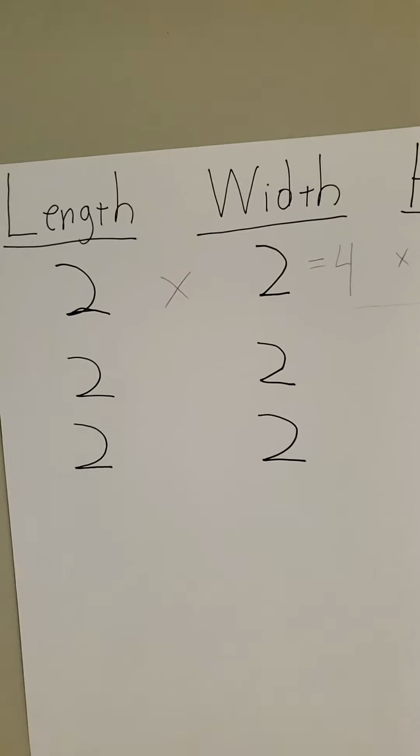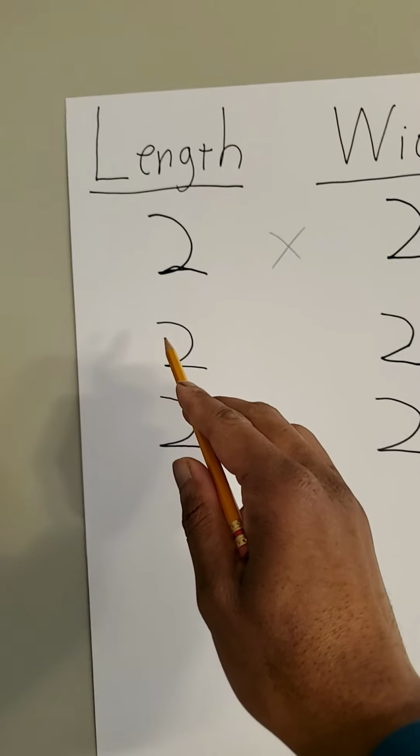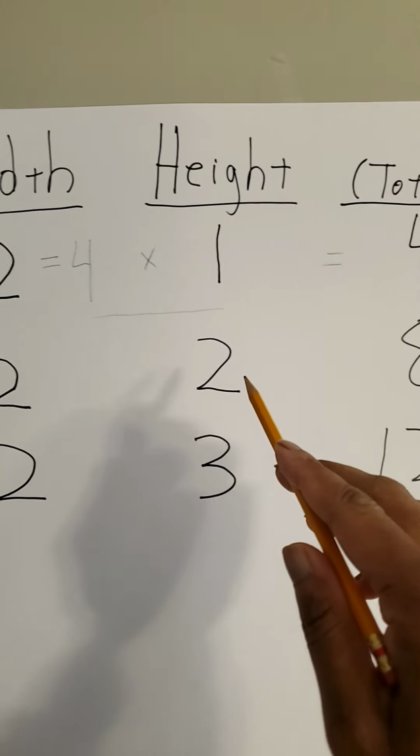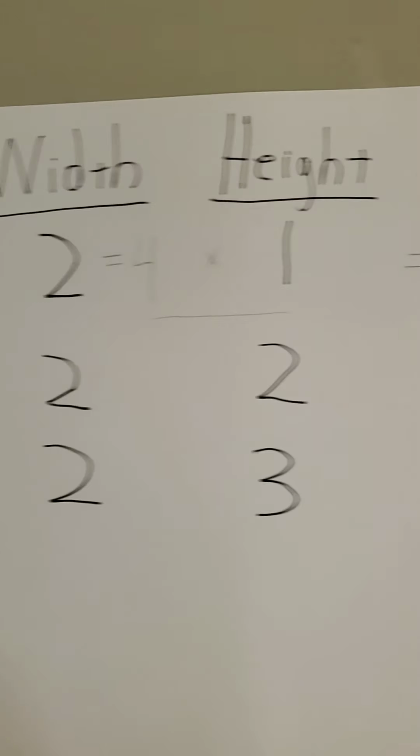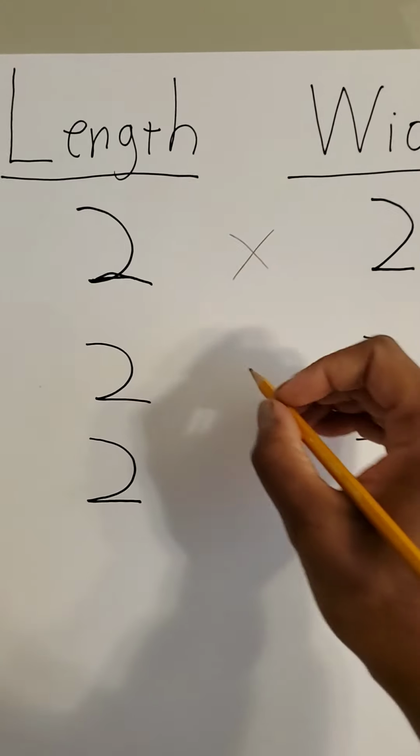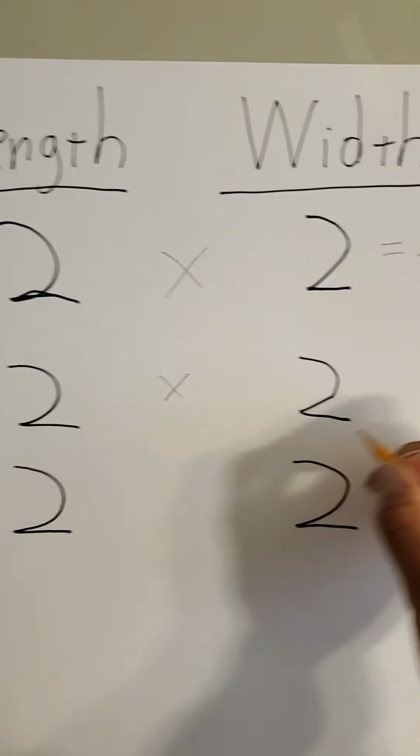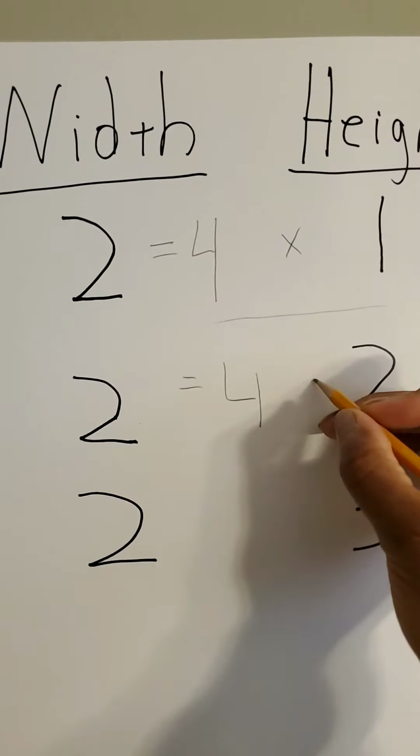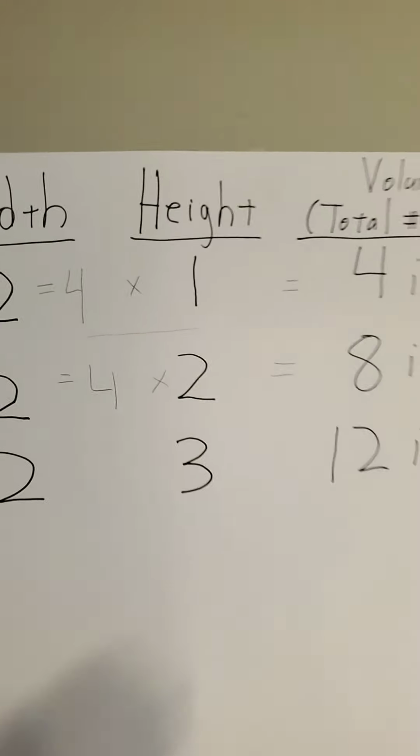Let's look at this second row. The second house was 2 inches long, 2 inches wide, 2 inches tall, or 2 inches in height, and it was 8 cubic inches. You might notice the same thing you noticed up in the first row, the first house we built. 2 times 2 equals 4. Oh, wait a minute. What is 4 times 2? 4 times 2 equals 8.